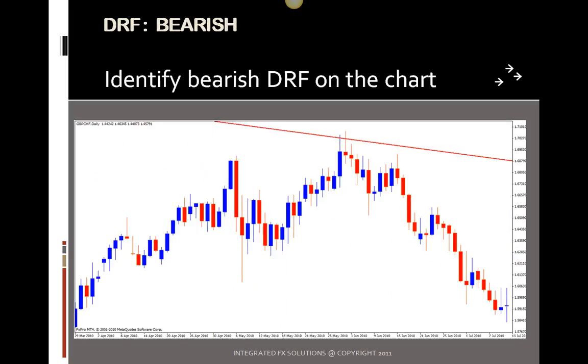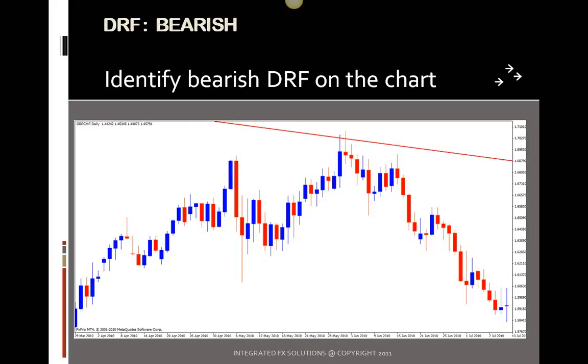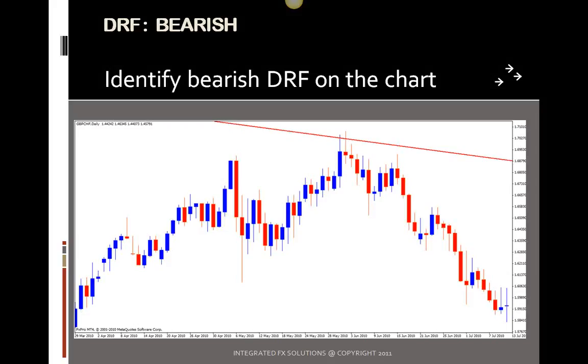Identify bearish DRF on the chart. We have so many bearish DRF on this chart. The first thing you have to note is this: a bearish DRF must have a higher high and a lower close. Once the two criteria are met, then we have a bearish DRF.